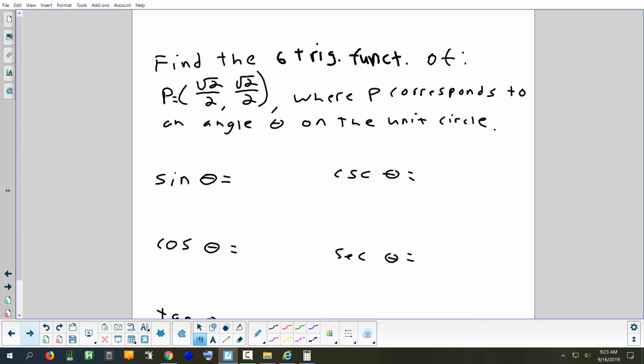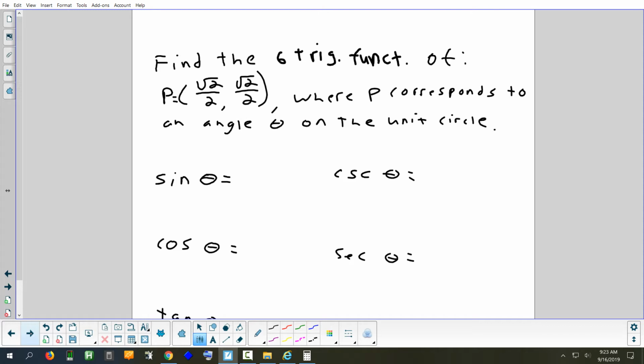All right. Let's try this one. Find the 6 trig functions of the coordinate square root of 2 over 2, comma, square root of 2 over 2. Now, does that coordinate look anything like the coordinate for 0, 90, 180, or 270? No. The coordinates for those didn't have any square roots or fractions in them.